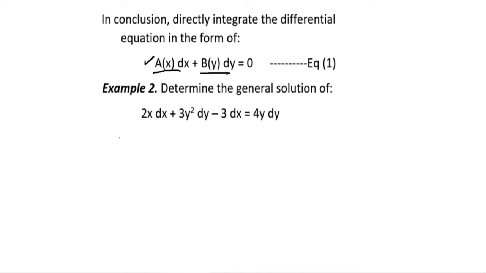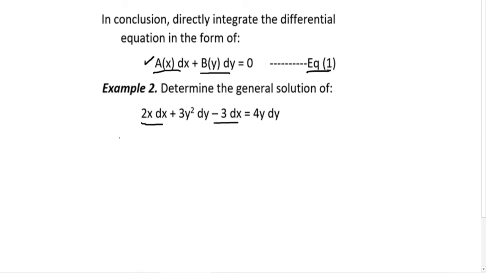Determine the general solution of 2x dx plus 3y squared dy minus 3dx equals 4y dy. In these equations, there are 2 dx terms, the 2x dx and negative 3 dx. The remaining 2 terms are both dy terms. Obviously, all terms can be integrated directly. However, our primary concern here is to relate this given differential equation to the above equation 1.